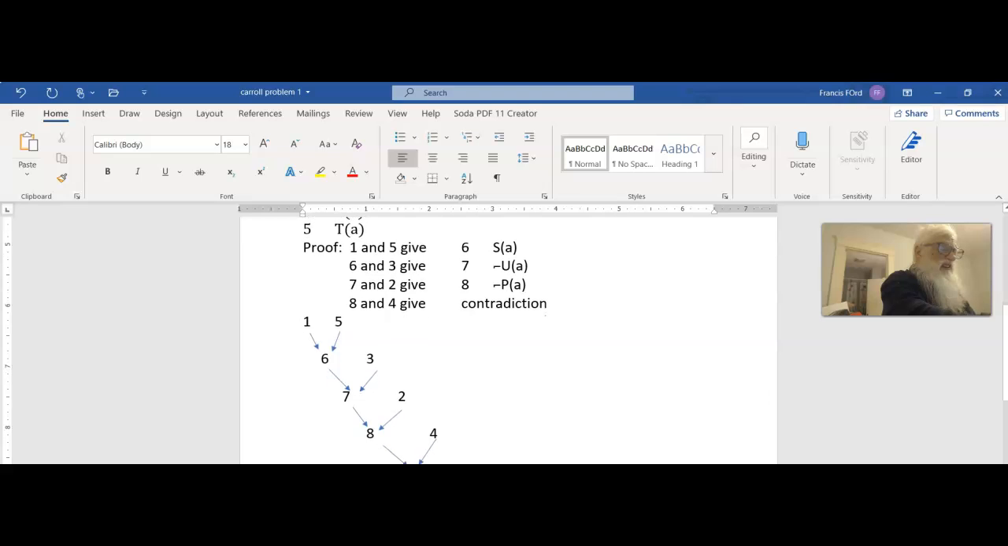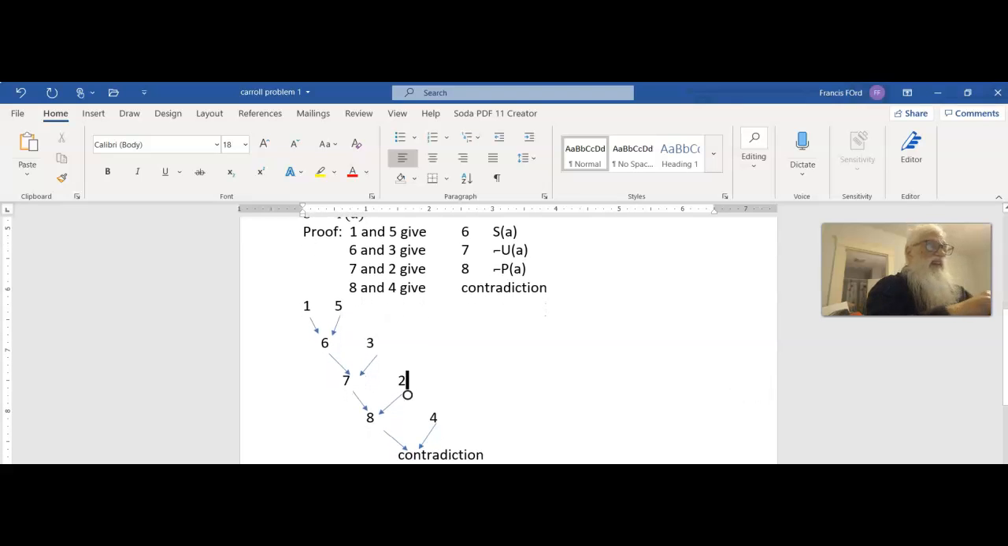You can draw it in sort of a diagram. It says 1 and 5 together give me 6. 6 and 3 clash to give me 7. 7 and 2 clash to give me 8. 8 and 4 clash to give me a contradiction, because I have not PA and PA. I can't possibly have both of those. So that's the first example.